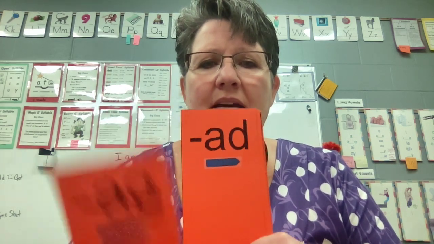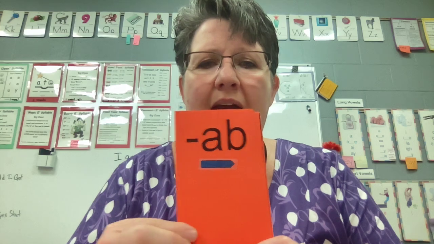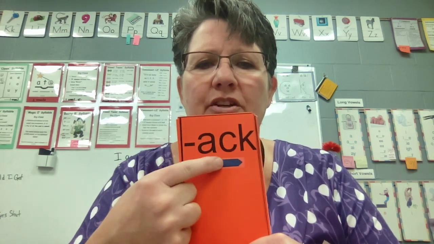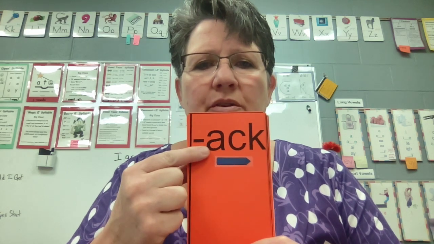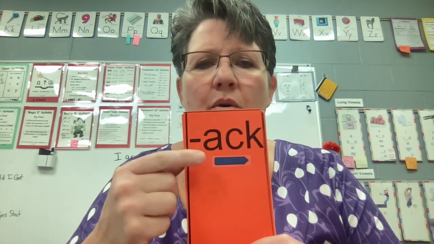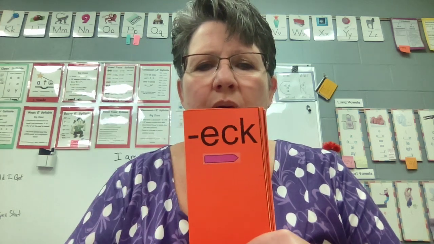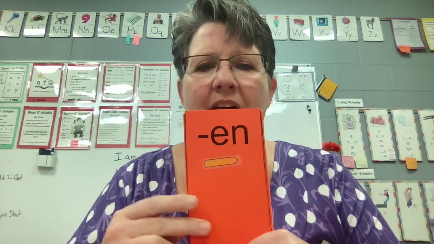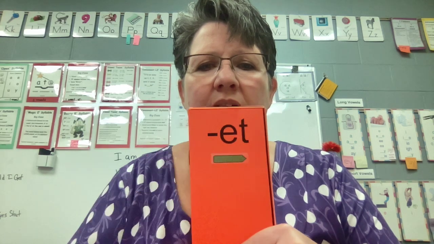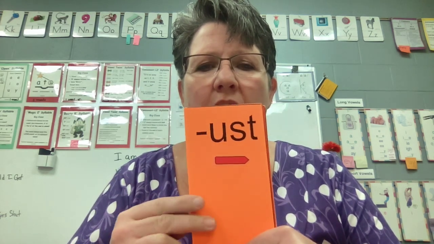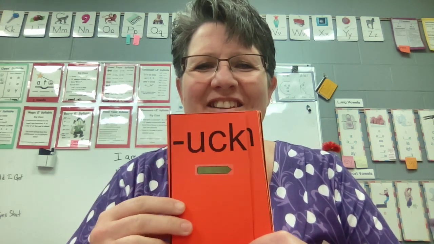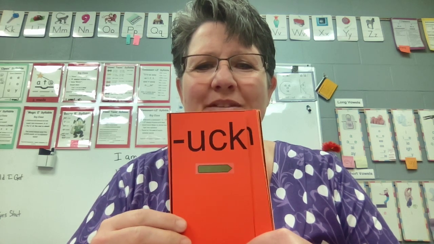Here we go. We have ag. We have ad. We have ab. An. Am. At. And ack. This is the two-letter k we always use after a short vowel. So if you hear a k after a short vowel, we're always going to use a two-letter k. We have eck, again after that short vowel. We have est. We have en. We have egg. We have et. We have ust. We have ug. We have uck. Again, short vowel, that two-letter k we use after a short vowel.